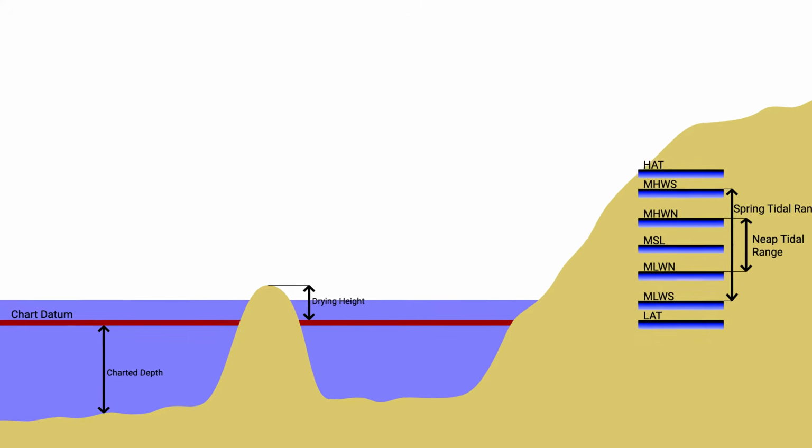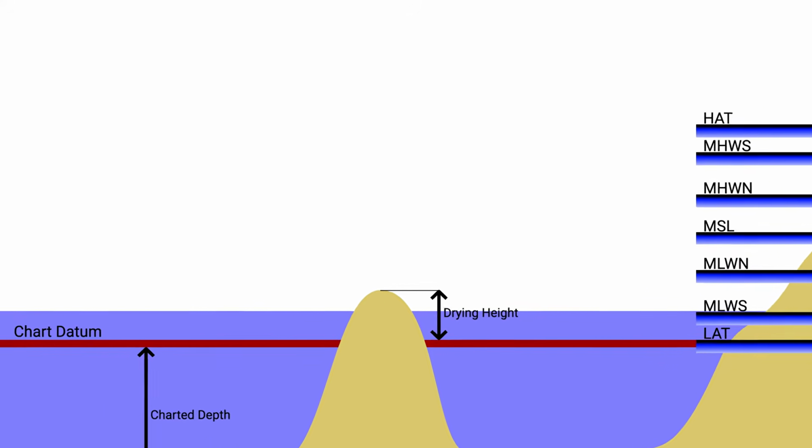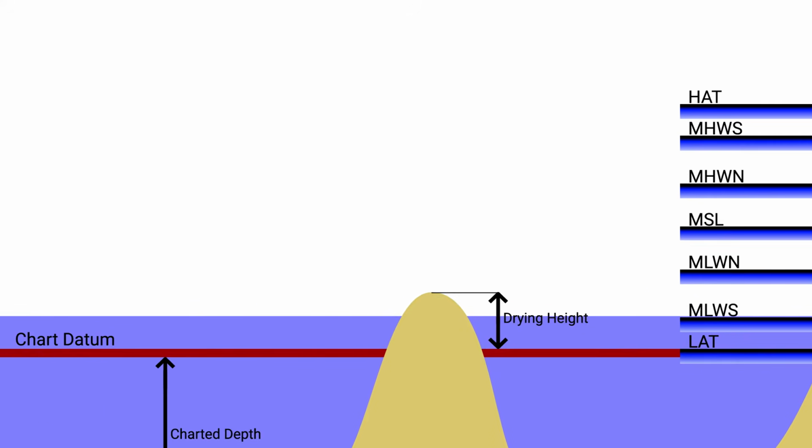Now that we've got the tidal lines on our diagram, we can look back at the chart datum and notice it lines up with the lowest astronomical tide. I've done that on purpose. Lowest astronomical tide is one of the most common datums you're going to find on a chart in tidal areas, because it just corresponds with the lowest level you can expect the water to ever get to.